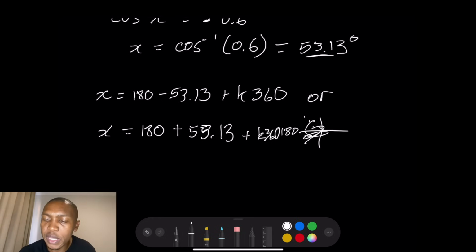Sorry for that mess there. My eraser sometimes does not work.